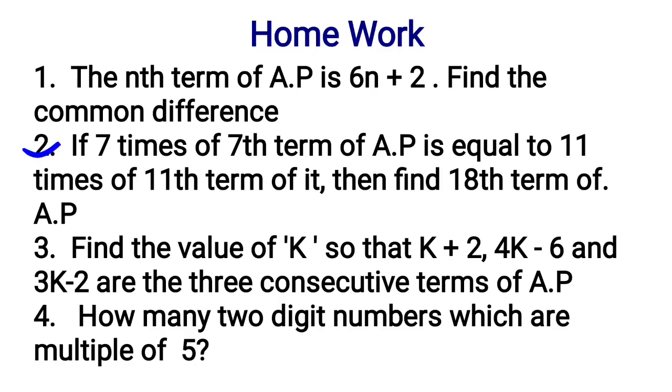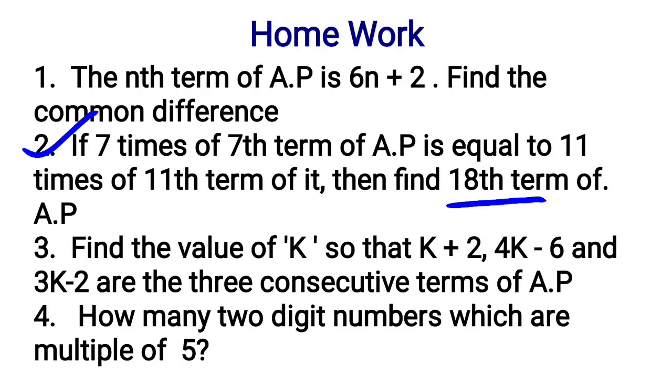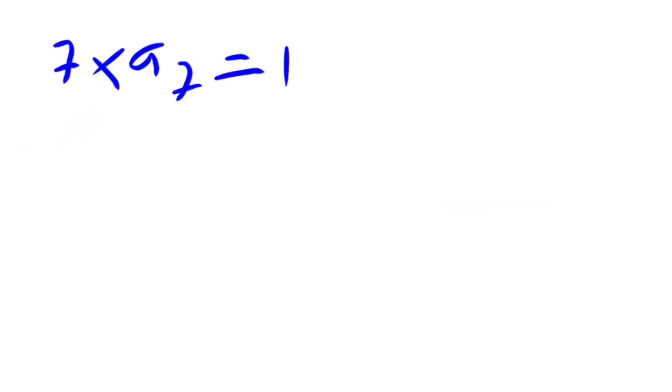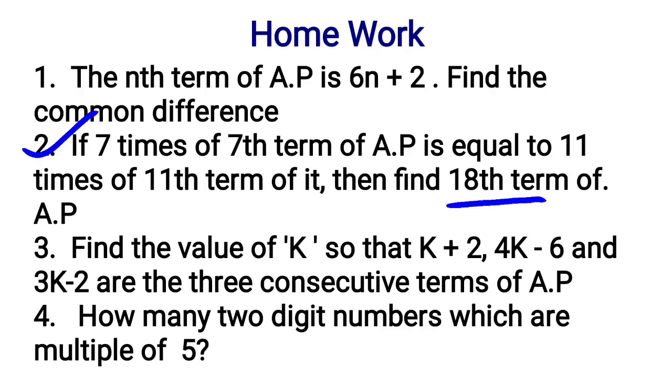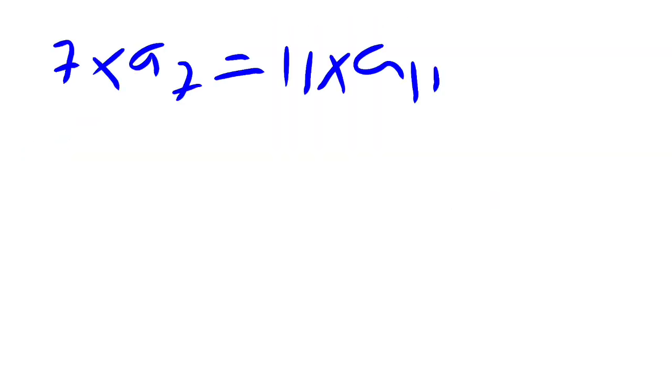Next, second question. If 7 times the 7th term of an AP is equal to 11 times the 11th term of it, then find the 18th term of the AP. See, 7 times the 7th term. So that means 7 into a7 is equal to 11 times the 11th term. So 11 into a11. Then he is asking what is the 18th term. So let's simplify, you will get the 18th term.